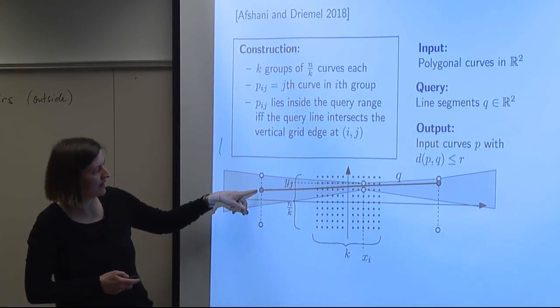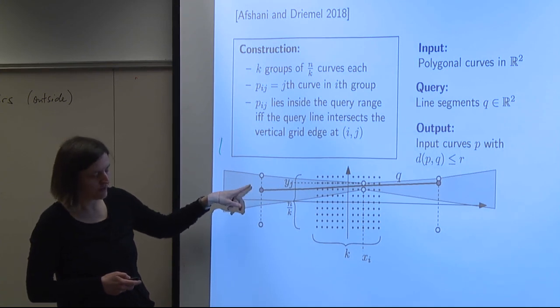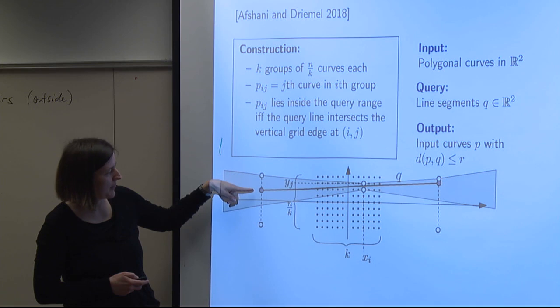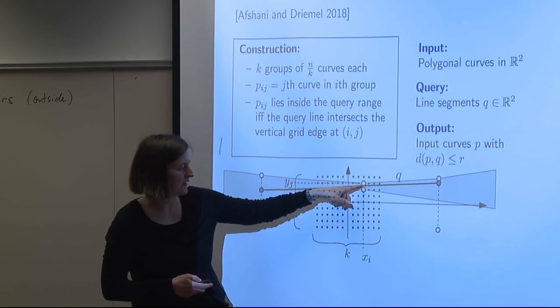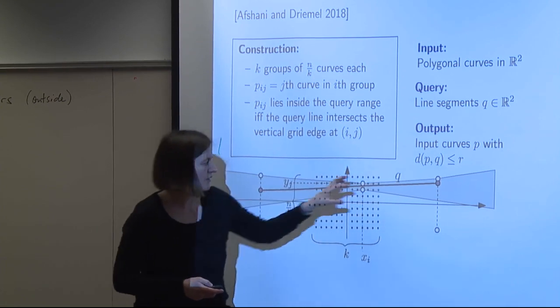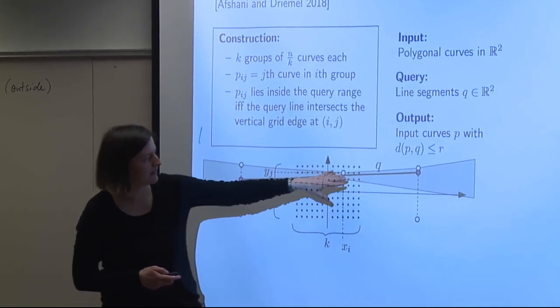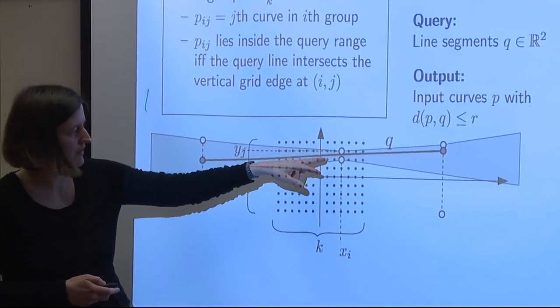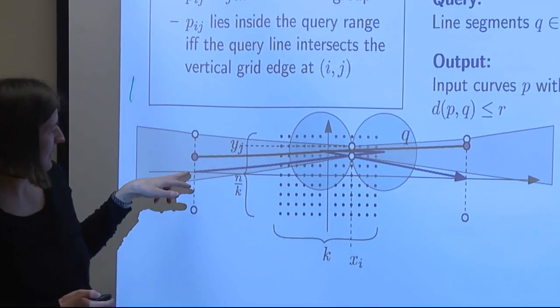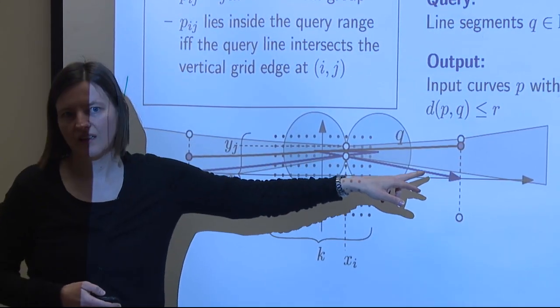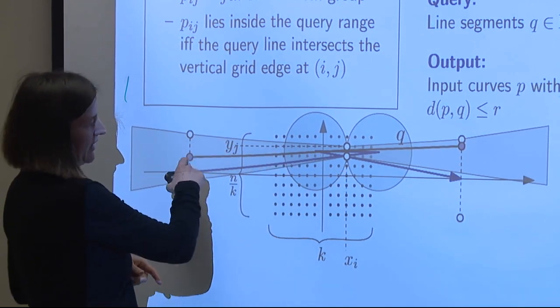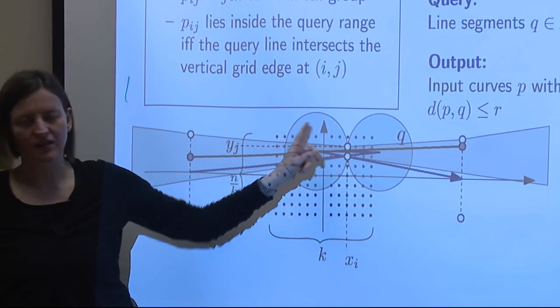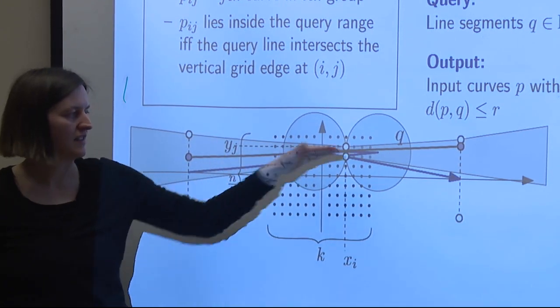And I want the curve to be such that it only contains the queries that intersect this edge here. So I want this kind of funnel that contains all the segments that should lie within the range of this input curve. And I can do this by putting a curve here that does this zigzag. Because now this edge has to pass through the intersection of those two balls, and I can place it exactly as I want.